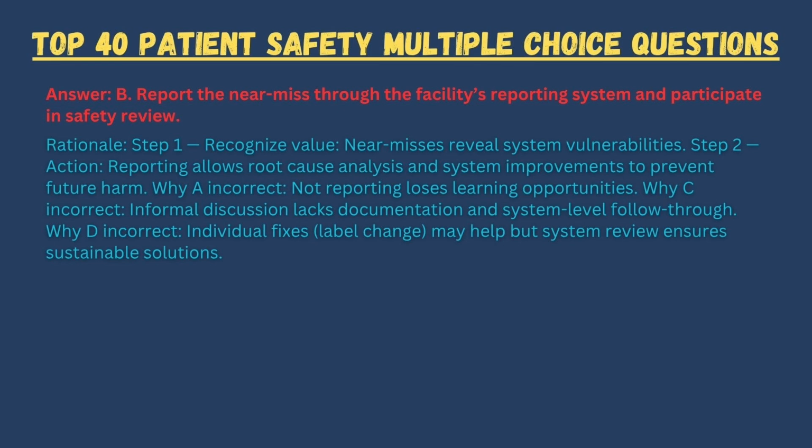Rationale. Step 1. Recognize value. Near misses reveal system vulnerabilities. Step 2. Action. Reporting allows root cause analysis and system improvements to prevent future harm. Why A. Incorrect. Not reporting loses learning opportunities. Why C. Incorrect. Informal discussion lacks documentation and system-level follow-through. Why D. Incorrect. Individual fixes, label change, may help, but system review ensures sustainable solutions.